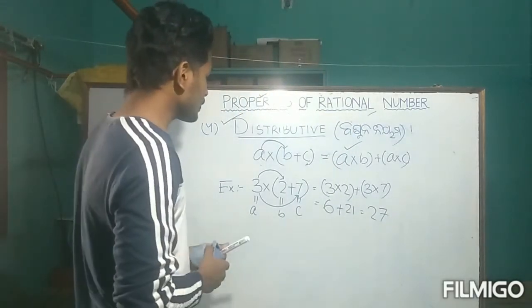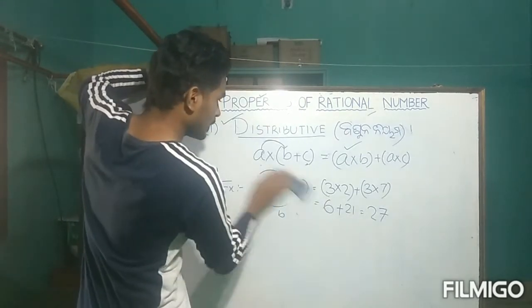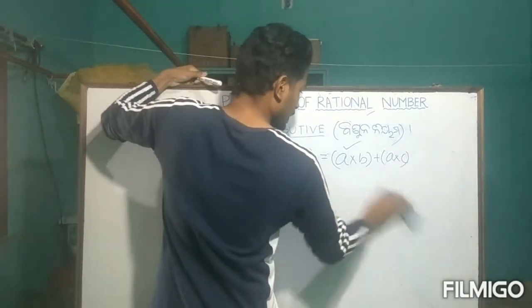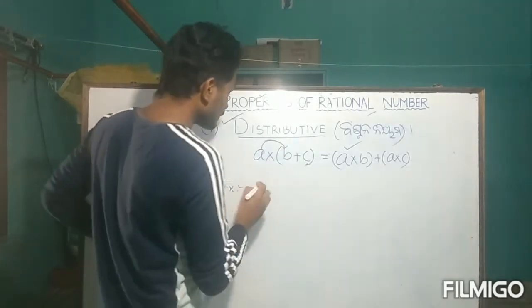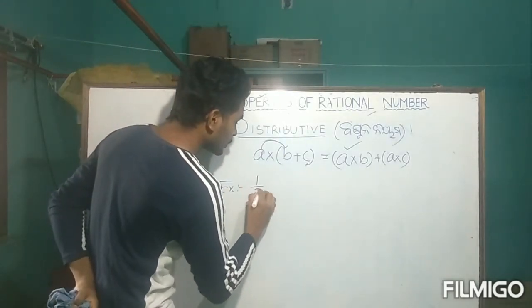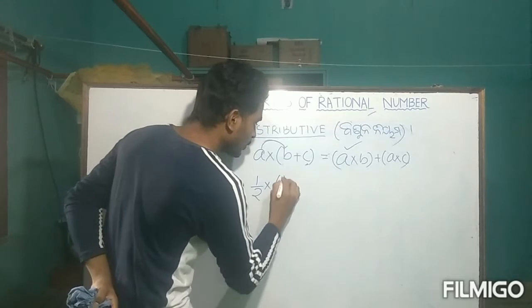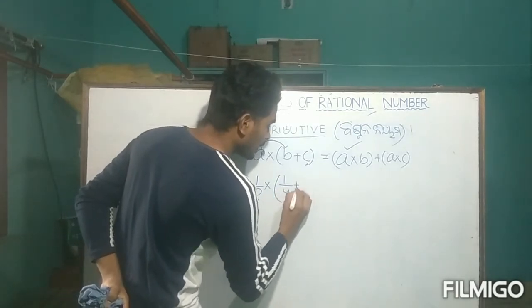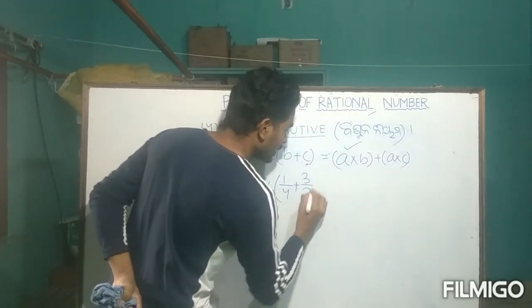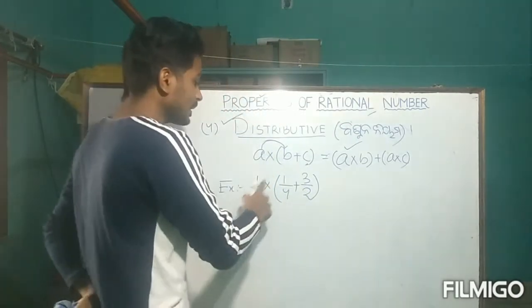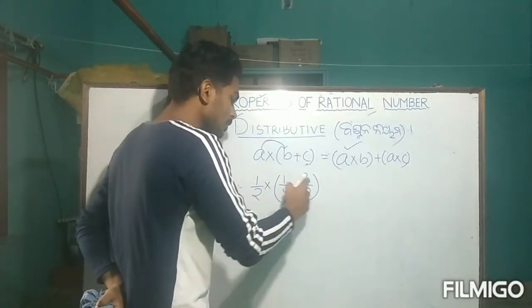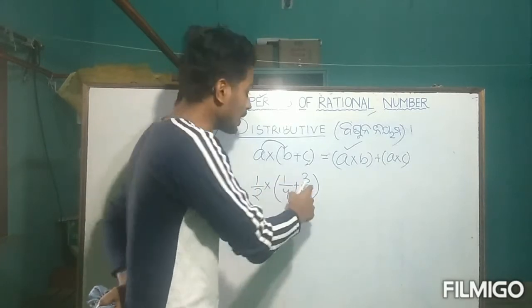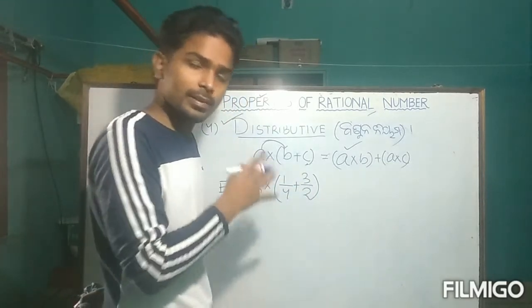Then let us do some more examples. Like we have a question: 1 by 2 into the bracket of 1 by 4 plus 3 by 2. This is one kind of expression with three terms, and all the terms are rational numbers.